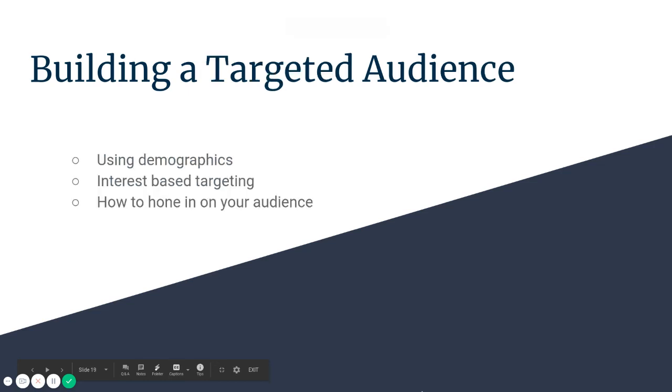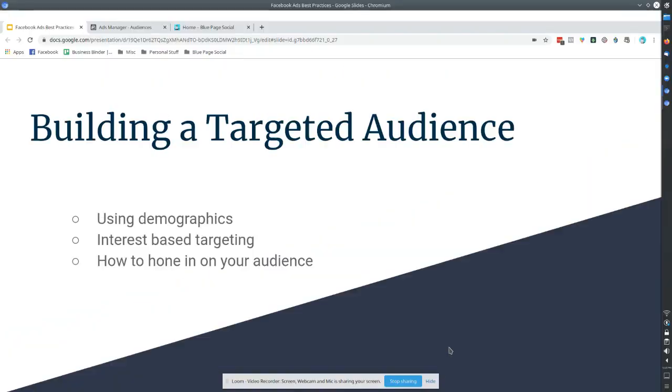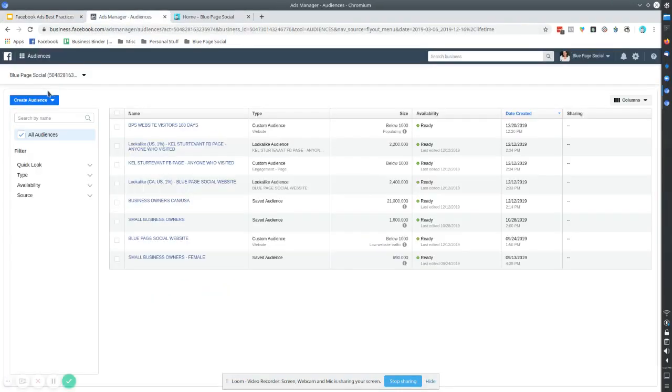Building a targeted audience. So we just showed how to build the custom audiences. And now sometimes you want to attract that cold audience to bring people into your funnel. And we have to be able to attract the right kinds of people. So we're going to show you how to do this using demographics and interest-based targeting, and how you can really get deep onto what that looks like for your client. So we will go back over and we're going to create a saved audience.